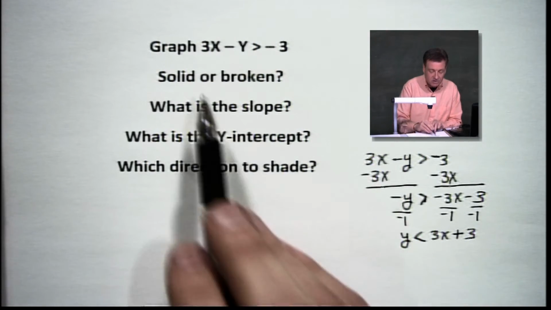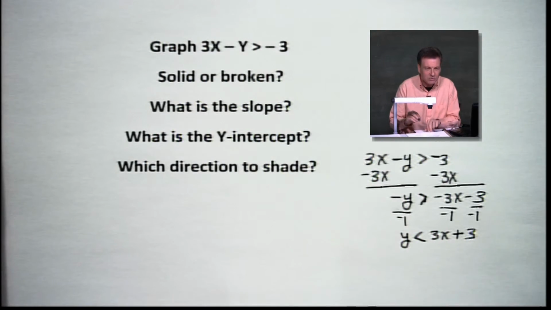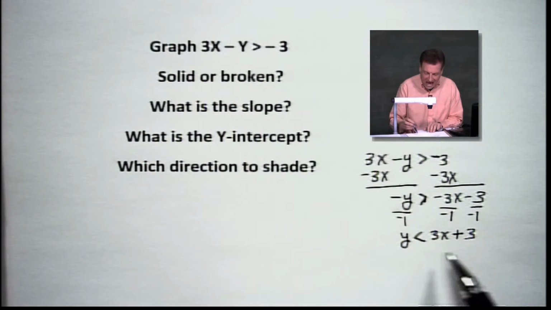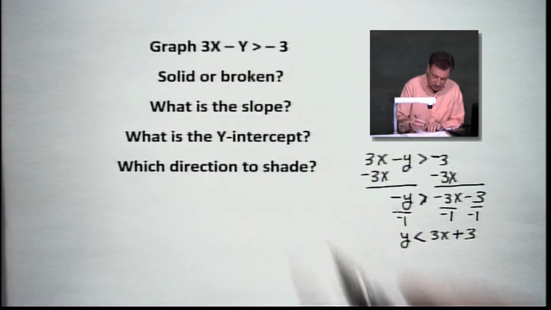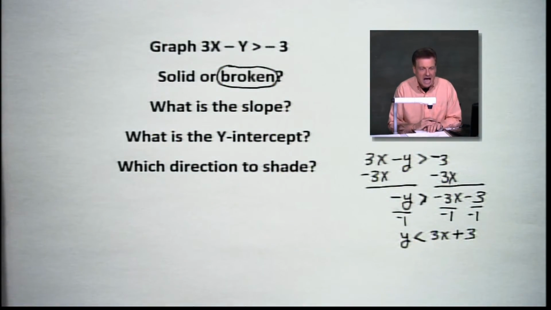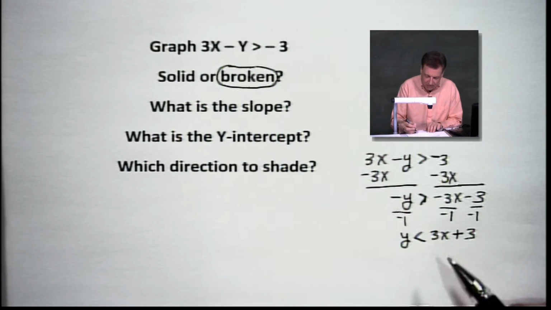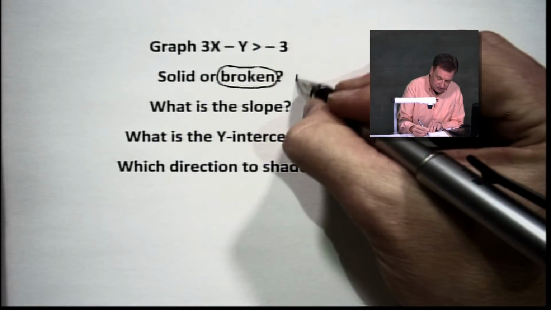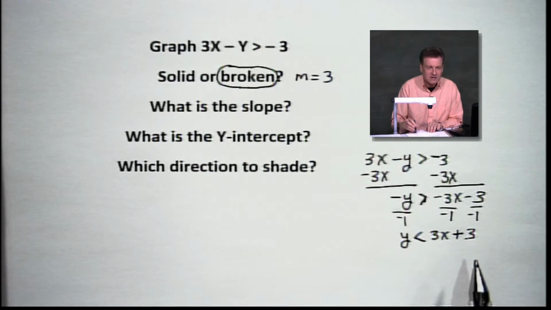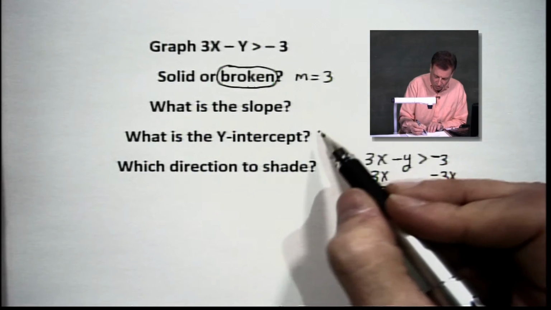Now, speaking of which, let's go back and answer our questions, all right? We've got everything we need at this point, don't we? I hope we do. Are we solid or broken? I see no equals. So we are broken. All right, there you go. What is the slope? Well, it pops up as 3. There it is. So m equals 3. There you go. All right. What is the y-intercept? Well, it's also 3, but let's make sure we put it in coordinate form.